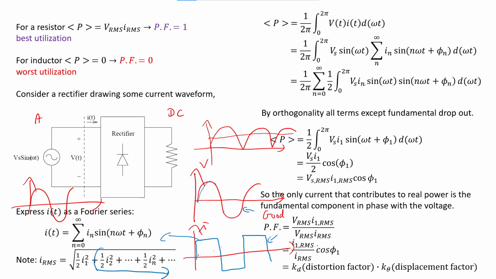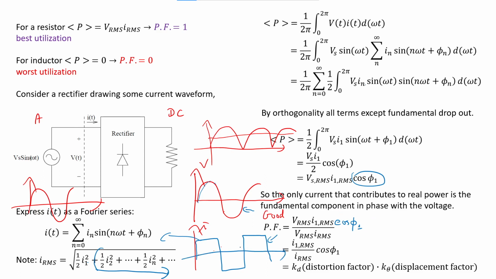I1 root mean square, and then this one, cosine. Where did I get the cosine? Okay, I think I missed this cosine here. Cosine phi 1, right? Okay.